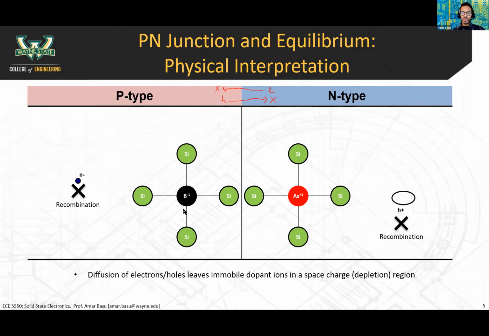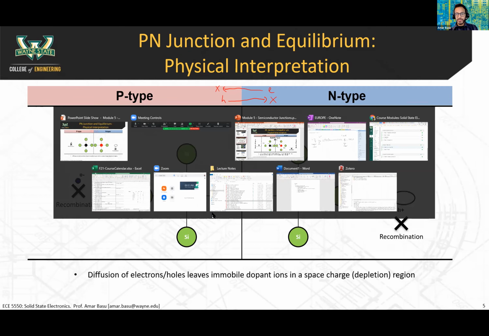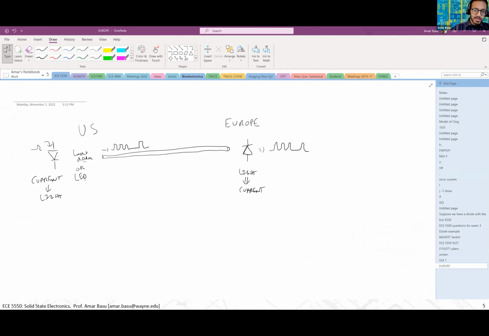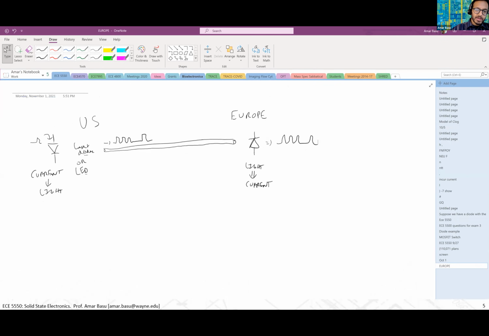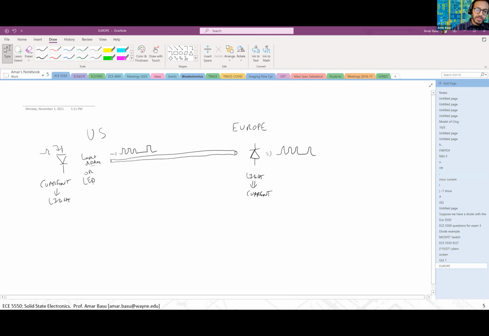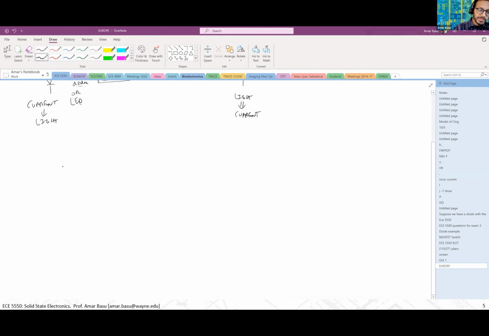So what that's going to do, if we remind ourselves, there's this concept that we talked about in module 2, the concept of a capacitor.